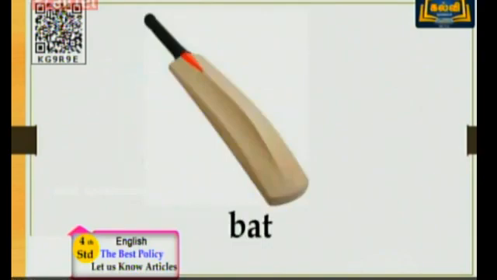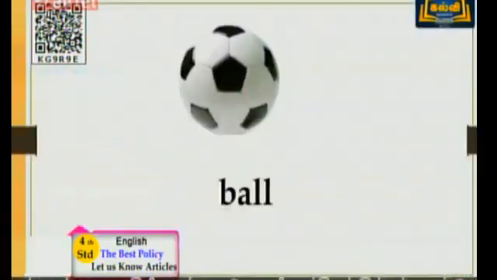What is this? This is a bat. Cricket bat. So here you see the spelling of that word bat. B-A-T. See the sound of the first letter of the word bat. So obviously it is clear that you should use the article A. Is it very easy for you? I think. Okay, now here, what is it?